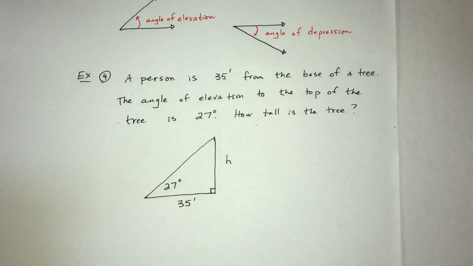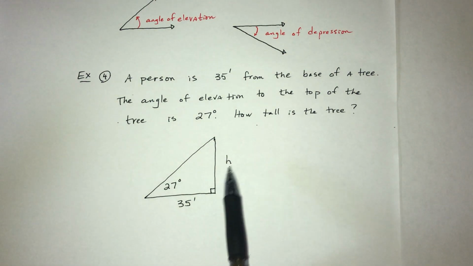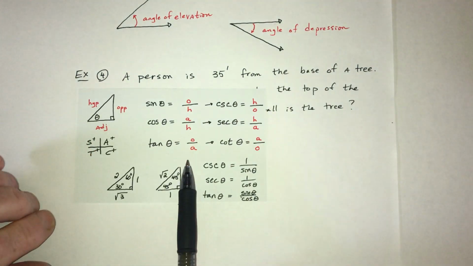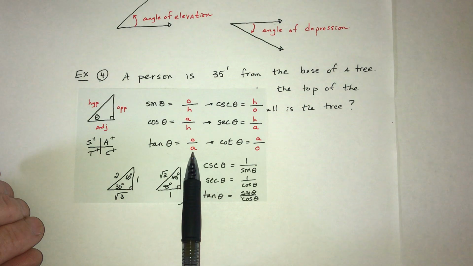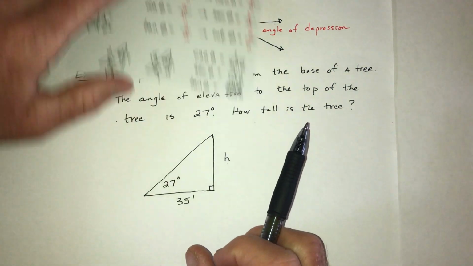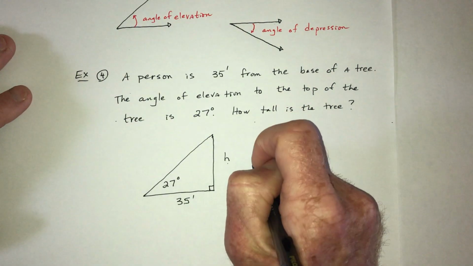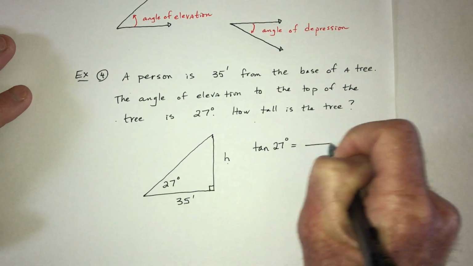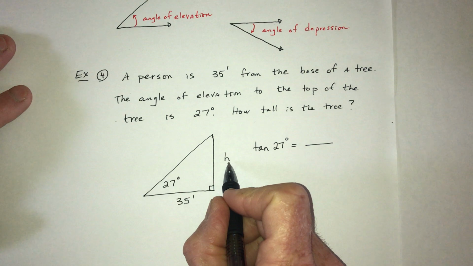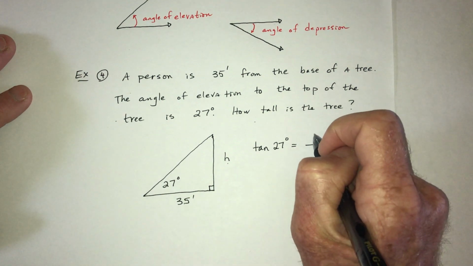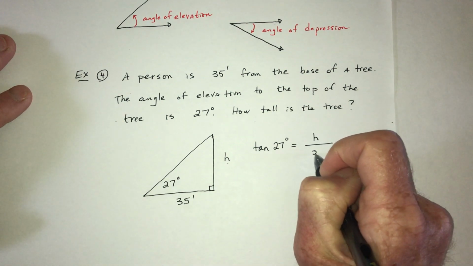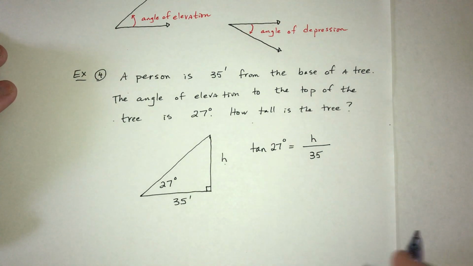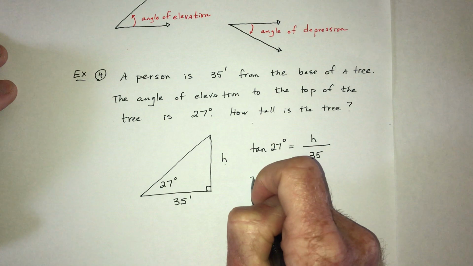So which trig function uses opposite and adjacent? It does not use hypotenuse. Opposite and adjacent, that's going to be this one right here, tangent. So the equation will look like tangent of 27 degrees equals, the opposite is h, the adjacent is 35. Opposite over adjacent. And then we're almost done. Just multiply both sides by 35.